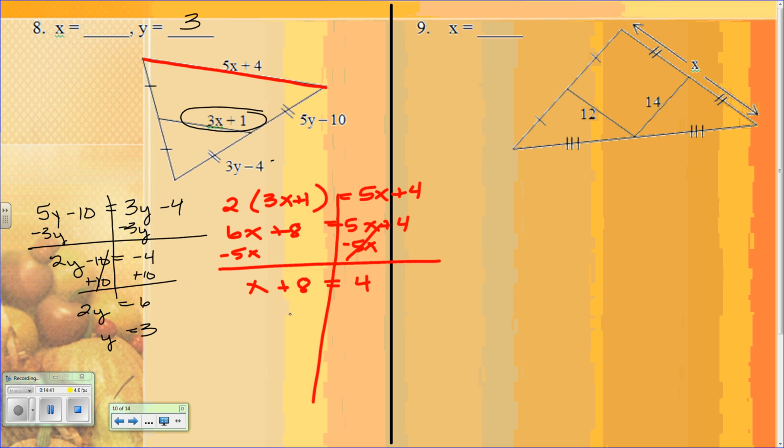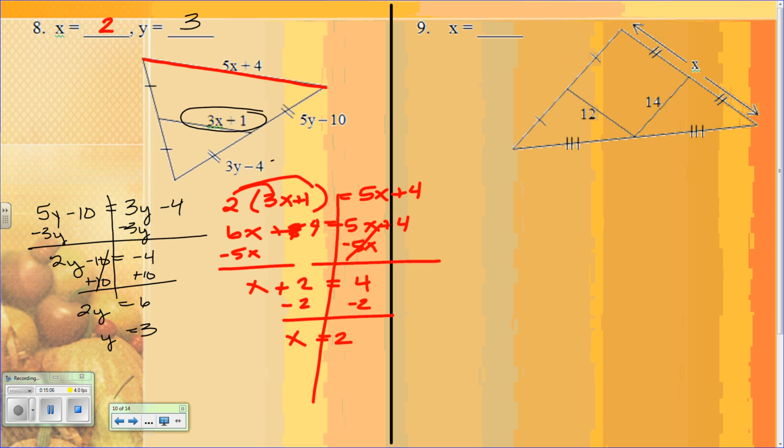Oh, that should be a 4, sorry. Let's erase that. So 6x plus 2. I thought that was a 4 because I can't read my own handwriting. Subtract 2 from both sides. X is 2.